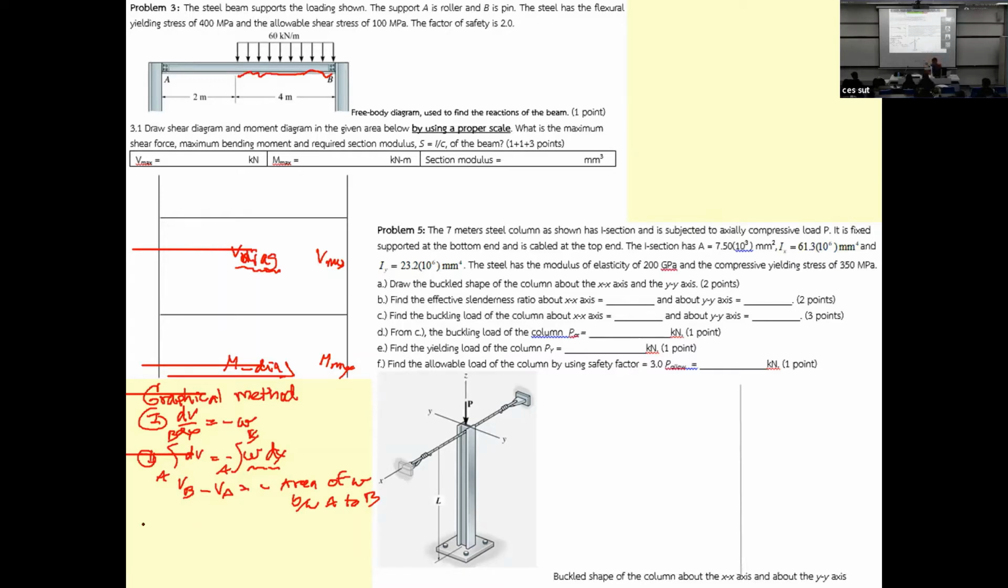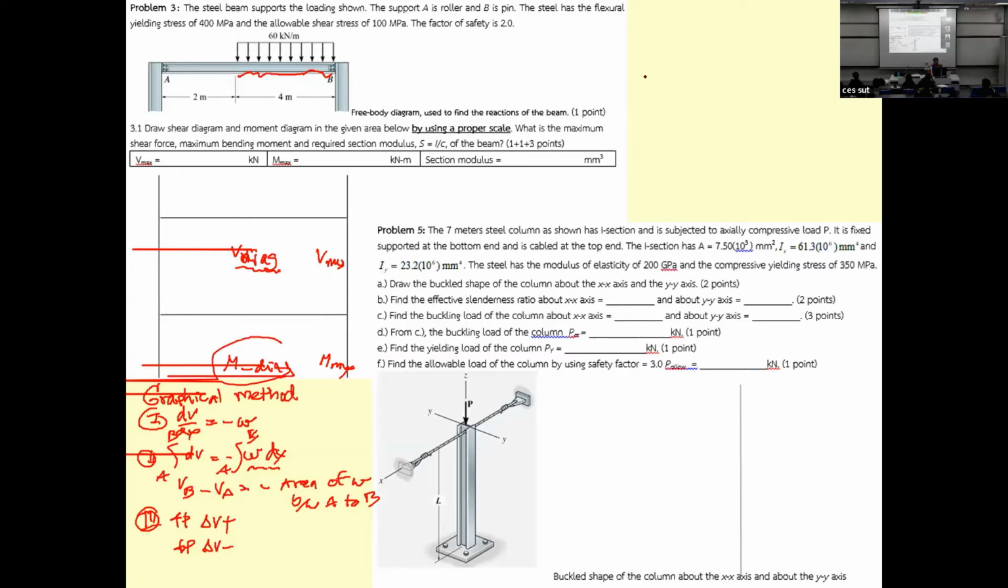And then the third: if you have an upward load P, the change of V is positive. If you have a downward P, the change of V is negative. We will be talking about this later. That is for the shear.